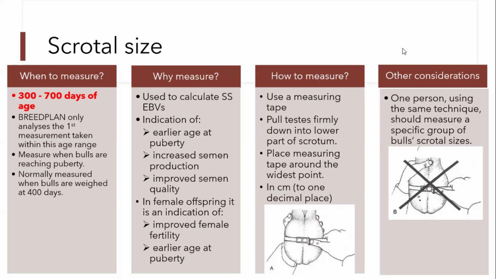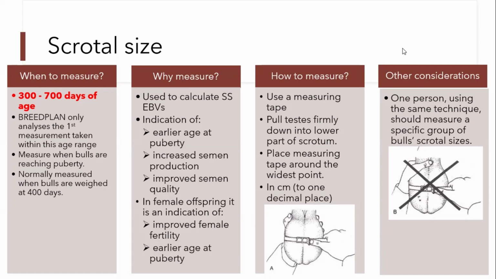So why do we record scrotal size? It gives you an indication of the age of puberty of your animals. It is related to increased semen production and also semen quality. And in the female offspring, it also is a good indication of improved female fertility and earlier age at puberty.